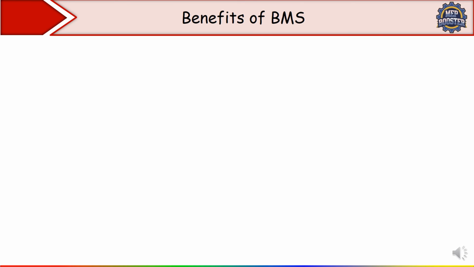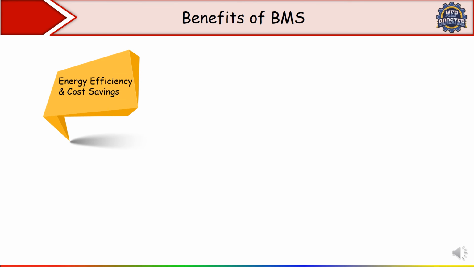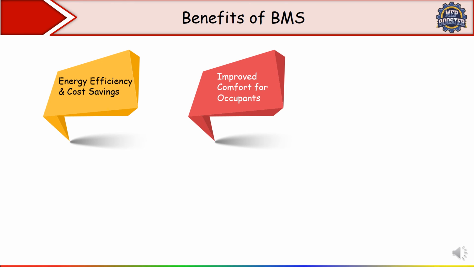Now here we'll see the benefits. What are the advantages of a building management system? So the first one given is energy efficiency and cost saving. Yes, of course, BMS helps reduce energy consumption by automatically controlling HVAC, lighting and power systems based on occupancy, time schedule and environmental conditions. Okay. Then the second one: BMS maintains a consistent and comfortable environment inside the building by continuously adjusting temperature, humidity and lighting. So it can improve the comfort for occupants, simple.